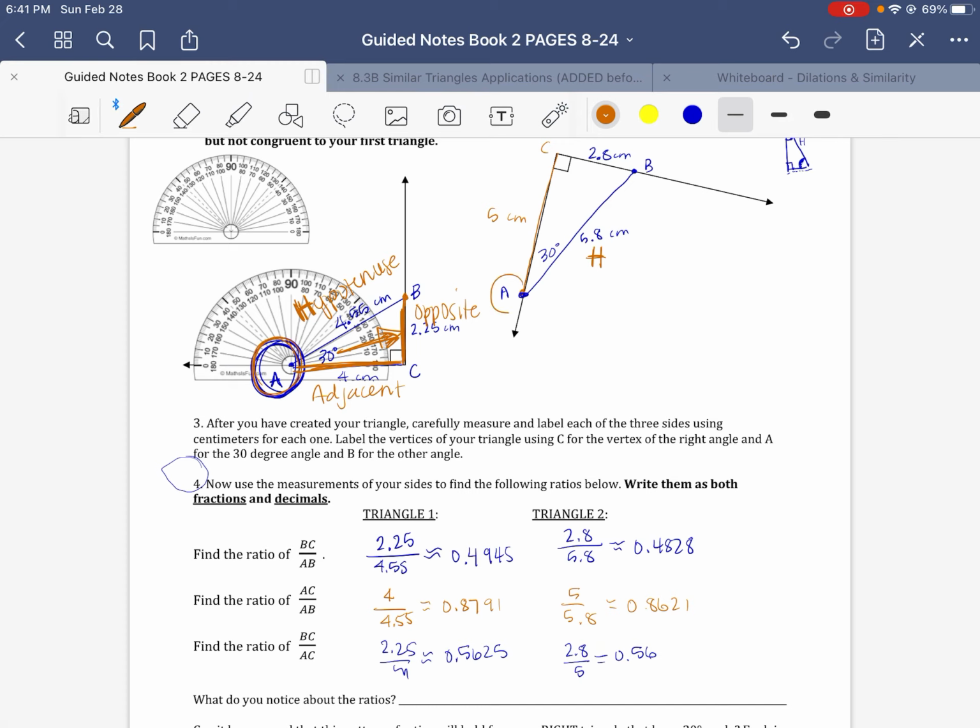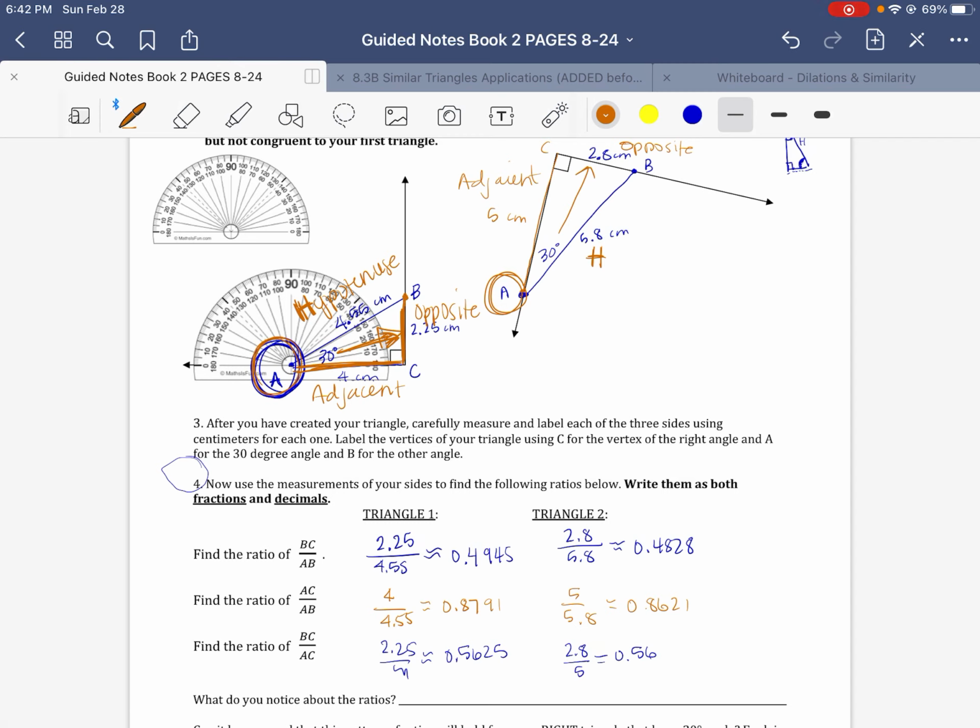Again, if I'm using angle A here, notice the opposite leg in this second triangle is the 2.8, so that's my opposite leg, and the adjacent leg would be that 5 there. Now if you switch and use angle B, notice your opposite leg becomes this one, so that adjacent leg and opposite leg would switch. Your hypotenuse never switches.